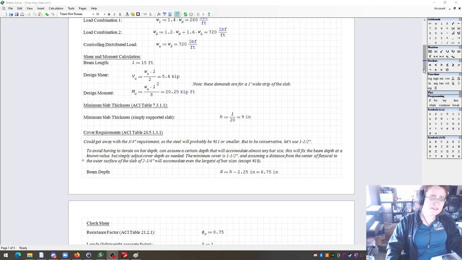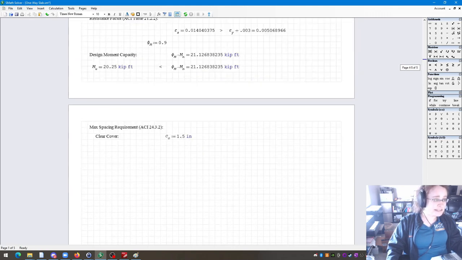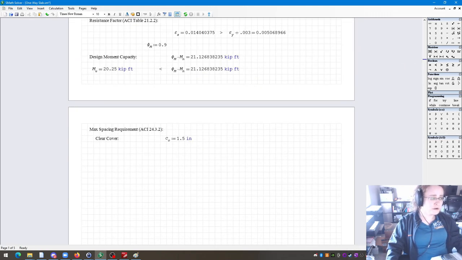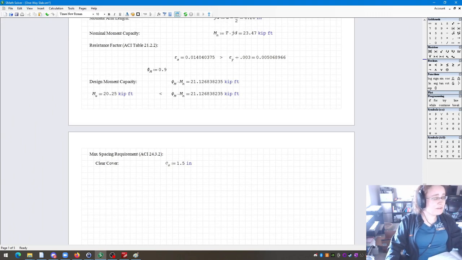Okay, again, we assumed up here a clear cover of 1.5 inches. So we can just go ahead and use that for our C sub C. And again, that was used along with a depth that corresponded to the largest bar size that we might reasonably use. So I don't think we're going to have any problem with that. So C sub C is 1.5 inches.